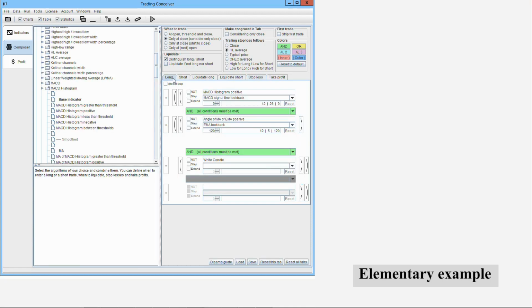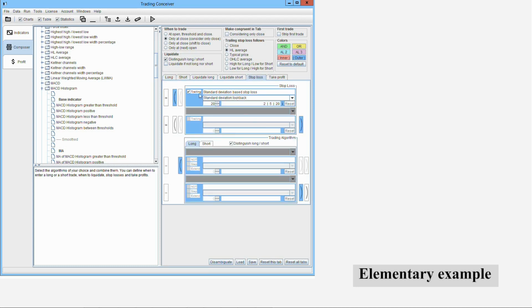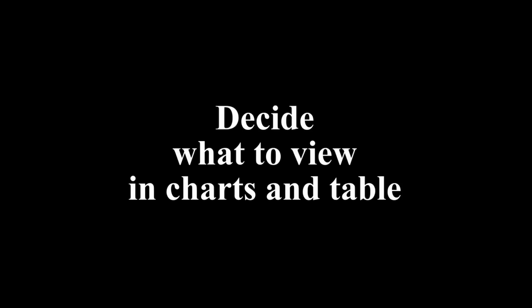So to sum up, here we define when to open a long position. We require that simultaneously the MACD histogram to be positive, the derivative of a long-term EMA to be positive, indicating an increasing trending market, and the day to be a white candle. We make the dual requests to open a short position. And here we define a trailing stop loss to liquidate the position should the market go in the opposite direction to the expected one.